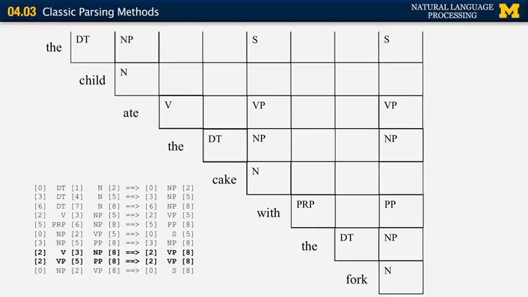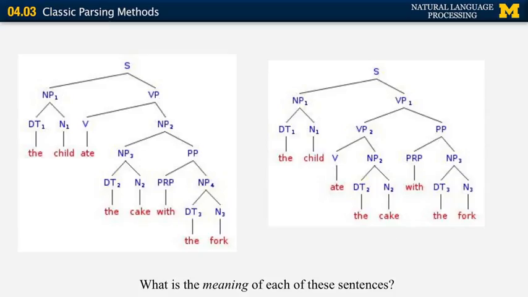So if you look at the CKY data structure, you will see that both lines tell you that the verb phrase in position 8 can be obtained by either combining a verb and a noun phrase or by combining a verb phrase and a prepositional phrase. So this gives us two different parses, and we want to figure out what is the meaning of each of those two sentences, the one on the left and the one on the right. So what's the difference between the two?